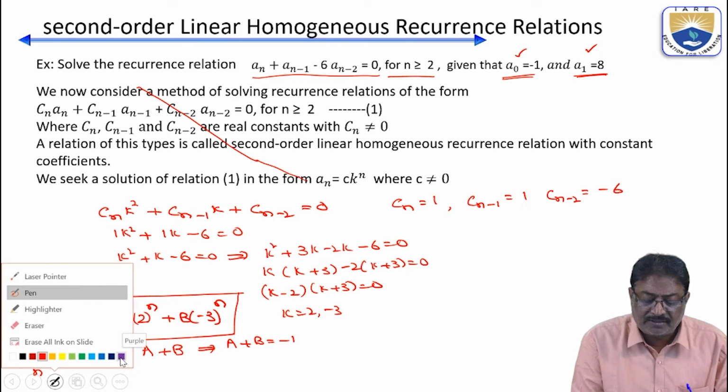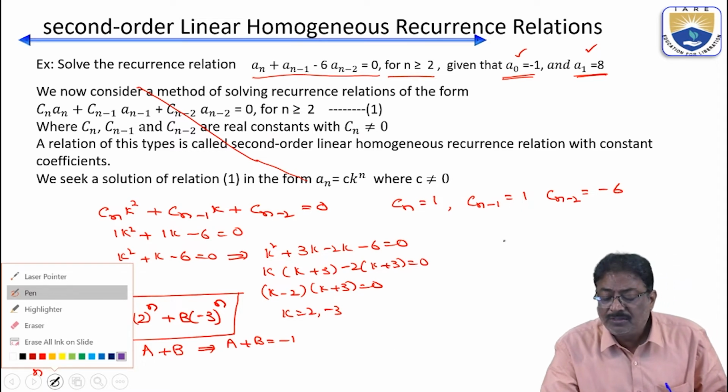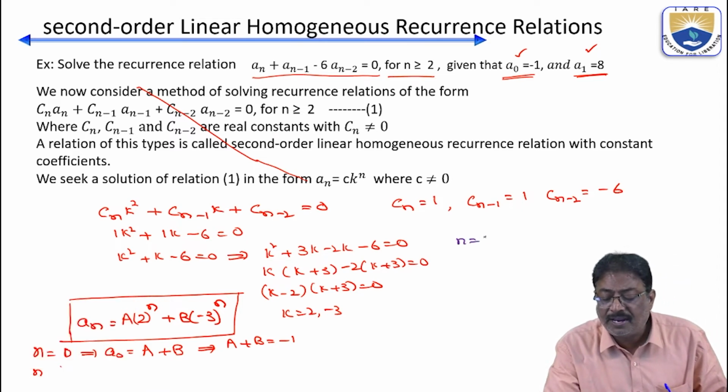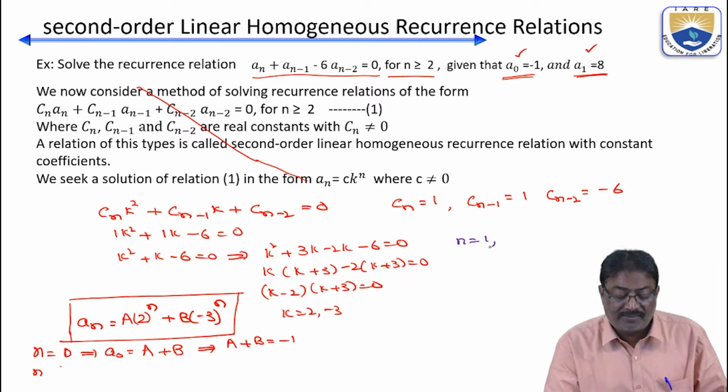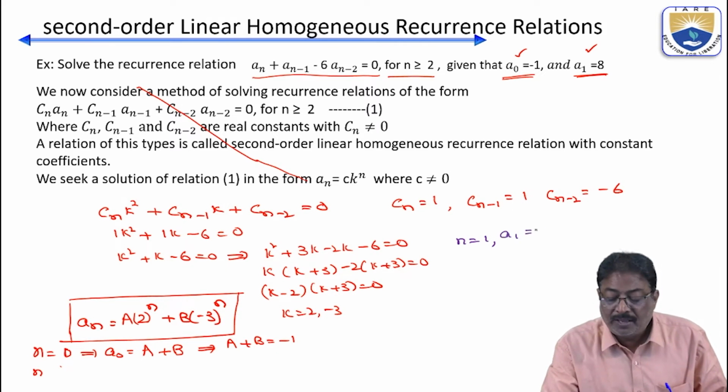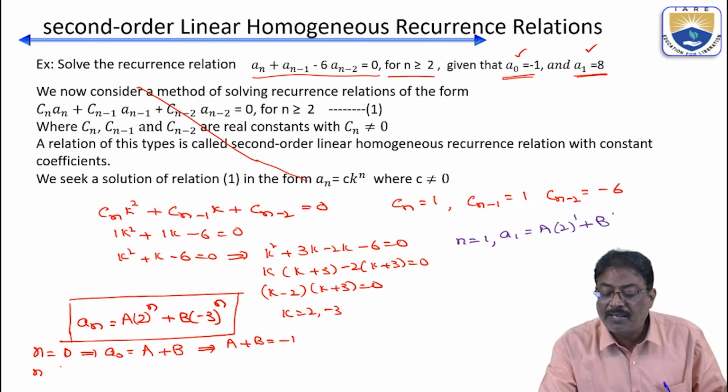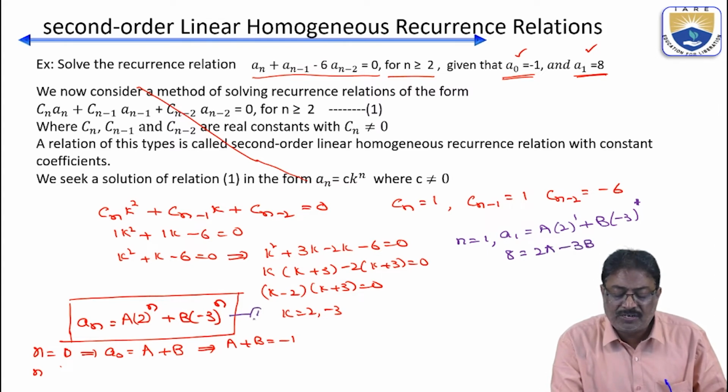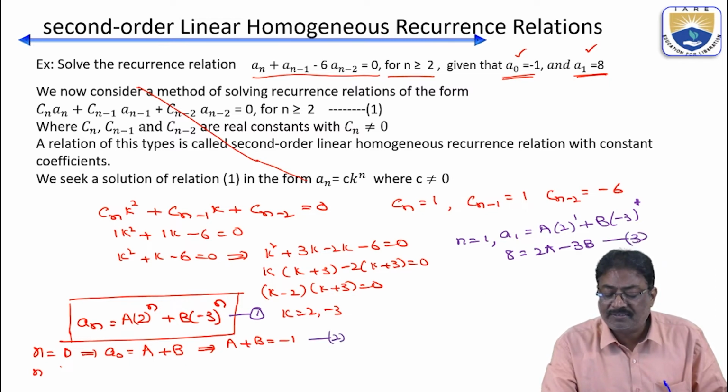I am just taking the two conditions. If I am taking n equals 1, then A1 equals A times 2 to the power of 1 plus B times minus 3 to the power of 1. Subsequently, A1 is given as 8, so it is 2A minus 3B. Call this given solution as 1, this as 2, and this as 3.